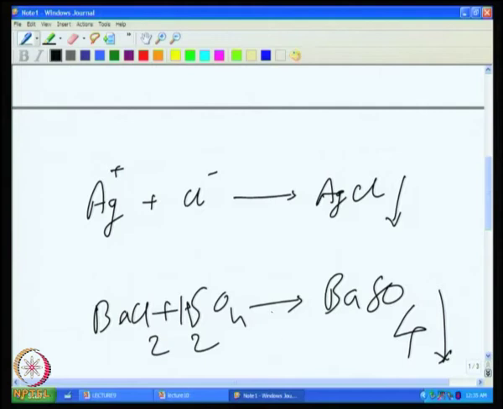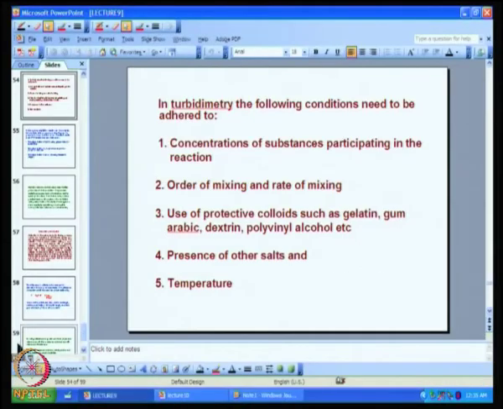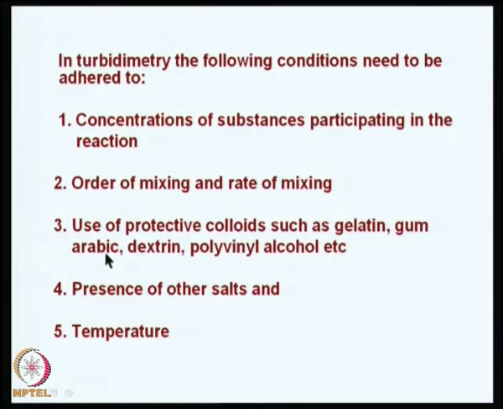Some of the examples include the determination of barium chloride, what I had told you earlier in the reactions, using glycerol alcohol mixture. This is the barium chloride reaction: barium plus H2SO4 goes to barium sulphate. This reaction, if you carry it out in presence of glycerol and alcohol, then it is easier to determine up to 1 ppm of sulphate in the system.